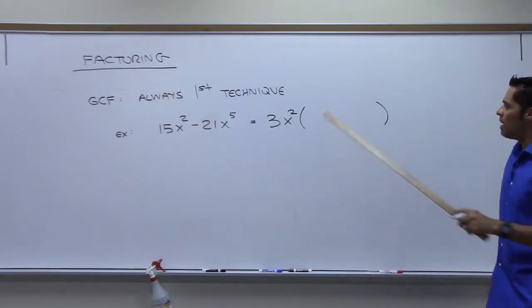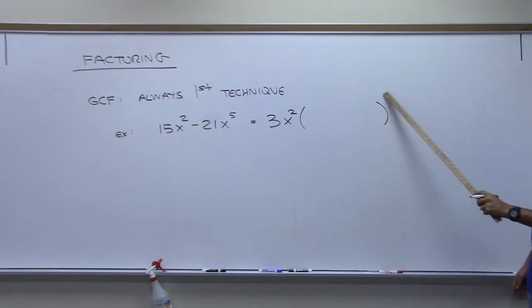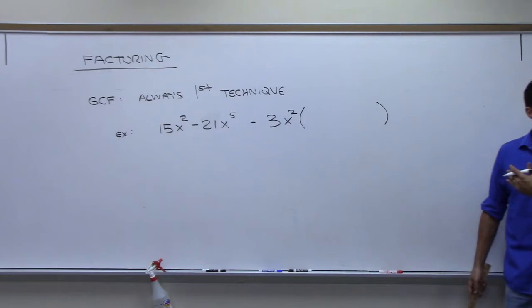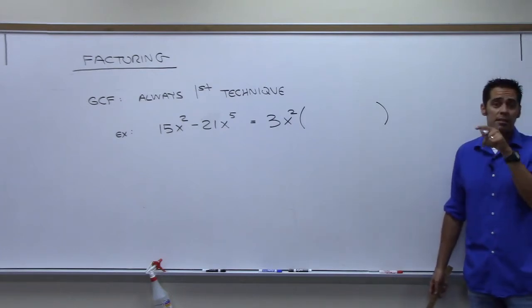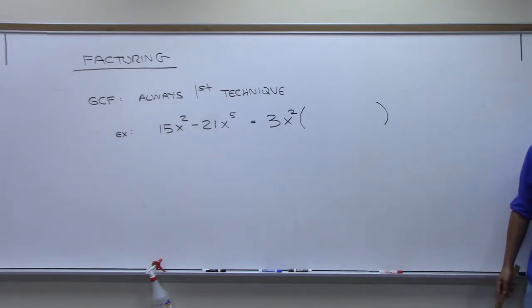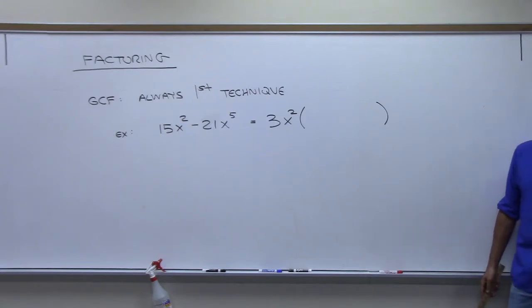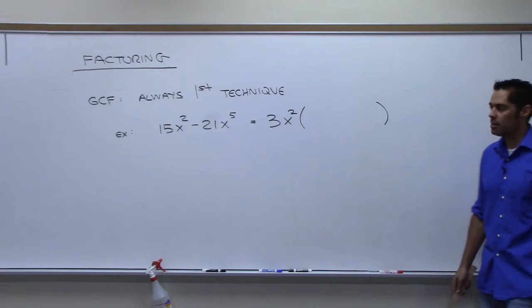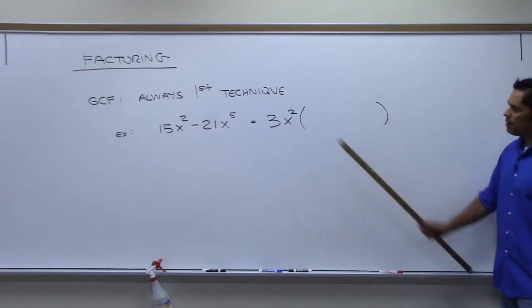Can someone tell me how many terms I must have in here? 2. Why? I started with 2, I have to end with 2. And that was another thing on your test. Some of you got caught. There was a -1, I think, that was supposed to be in the middle. 3 terms to start. You should have 3 terms in that parenthesis if you go back and look at your test. So what goes here?